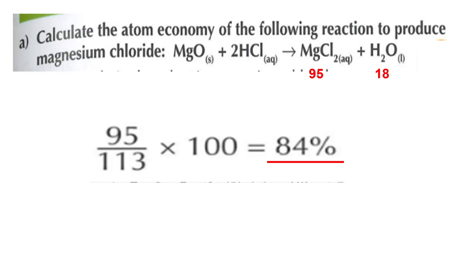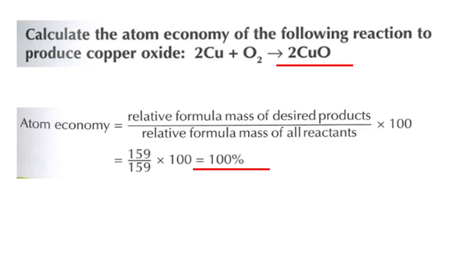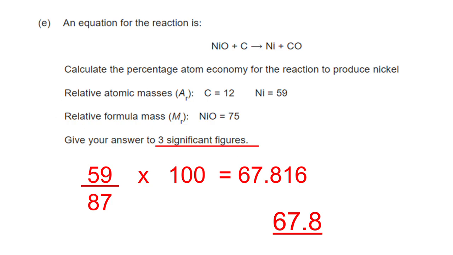Here's some other examples here. 95 and 18 is 113. That's the total mass of the products. 84% is the atom economy. And if you have only one product, by definition, the atom economy is 100%. They've asked that a couple of times as a trick question. So you might want to play and pause through a couple more of these atom economy questions from real life exam papers. Make sure you get the same answer as me.